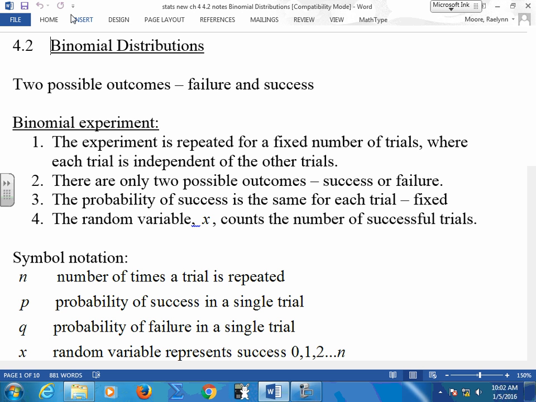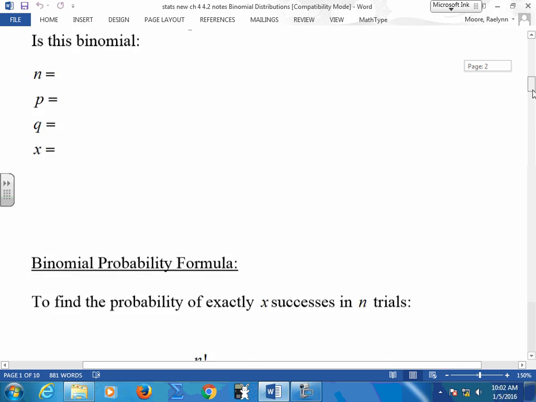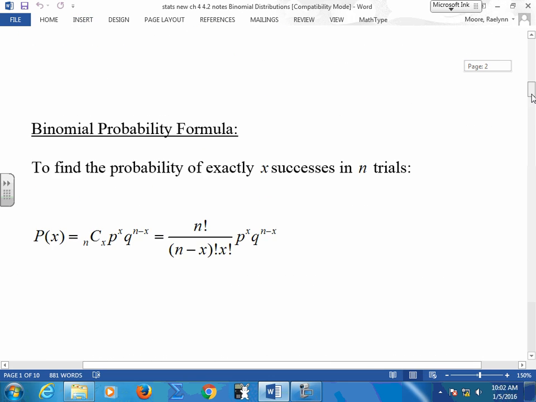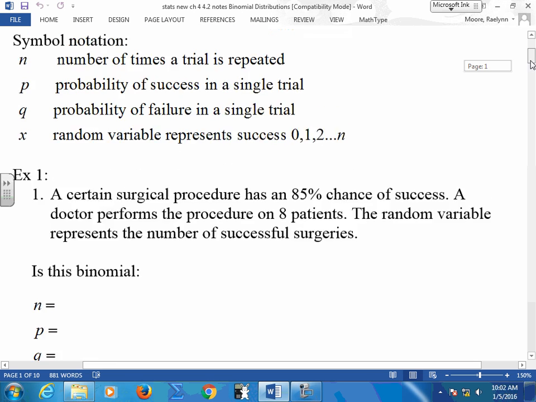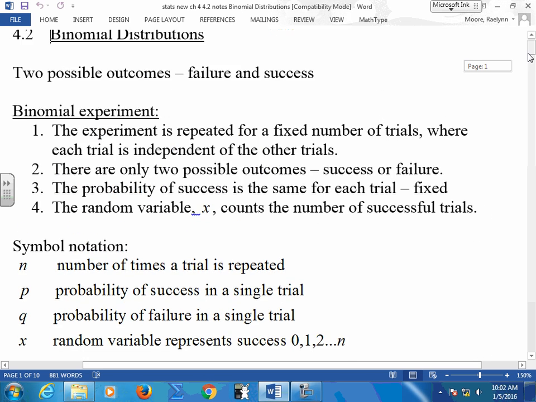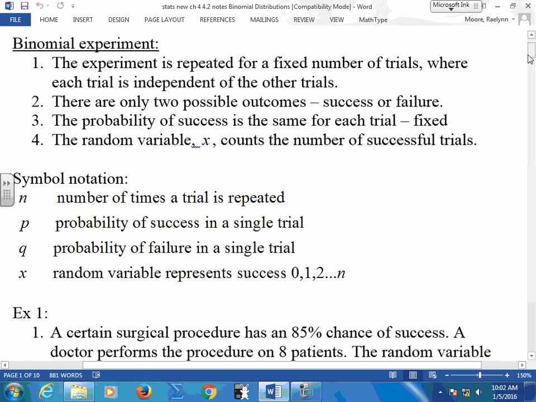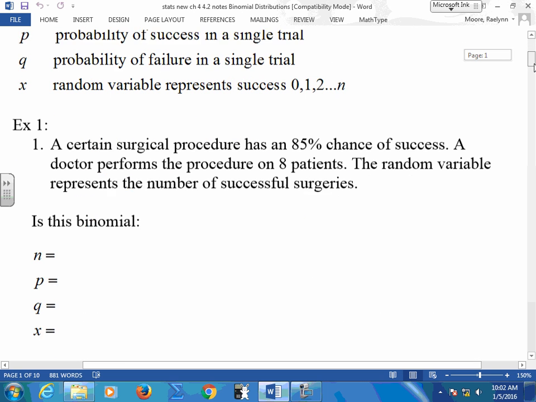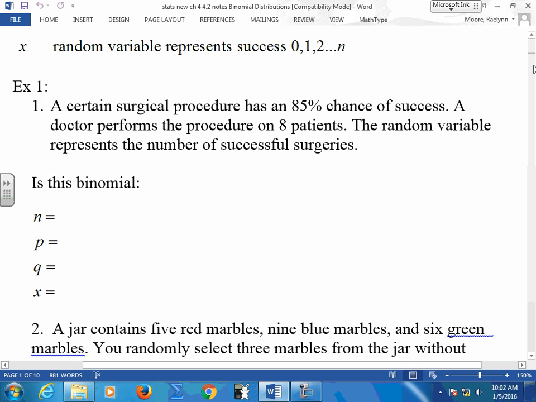If you remember this back in Algebra 2, we did this little thing here. We did one of these with the C thing, Bernoulli's. We do it a little bit different here. It's a little bit more fun. So again, just make sure that you know what symbols that we're using. And we're going to first determine if this is a binomial or not. So to be binomial, it has to hit those 4 conditions.